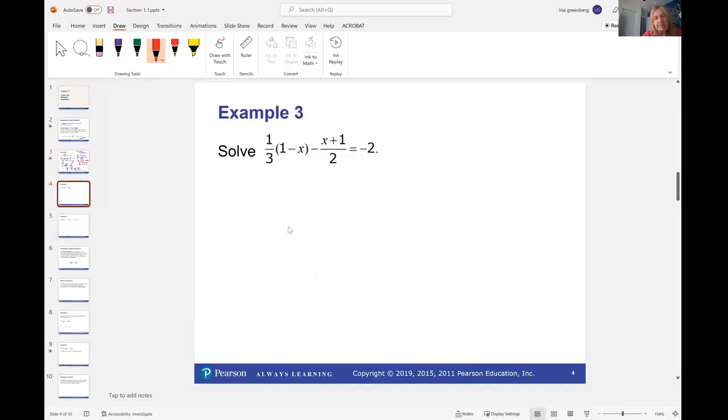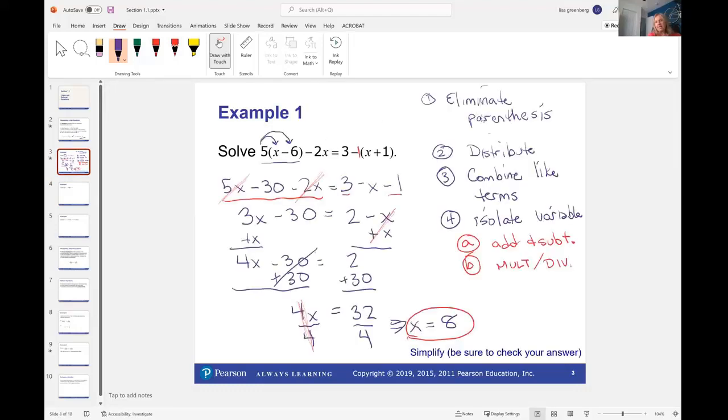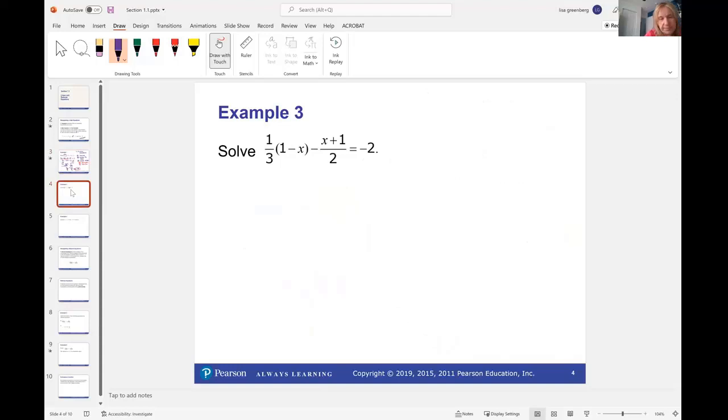Number 2. Now, some of you might think, oh no, fractions. Usually that happens. Don't worry. We're going to do exactly the same thing. We're going to follow our steps. What were our steps? We're going to eliminate the parentheses by distributing. We're going to combine like terms. We're going to isolate the variable using addition and subtraction first and multiplication and division second.